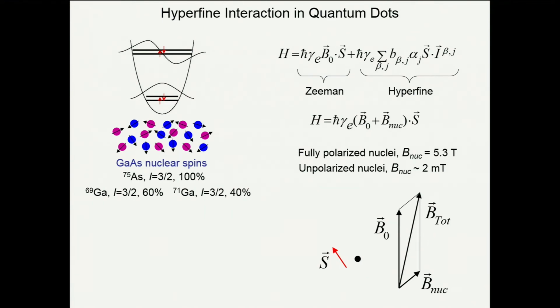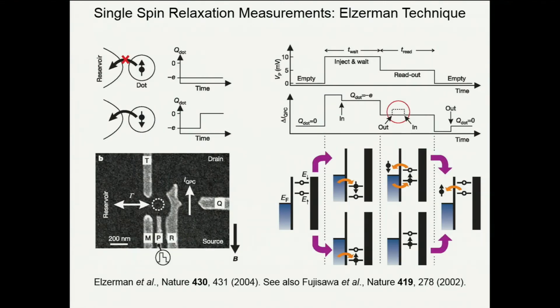Even if there are random fluctuations in the orientation of these nuclei, there's going to be a root mean square field for gallium arsenide that's on the order of a couple millitesla. And so this will lead to pretty fast spin dephasing. So let's see how all this impacts the lifetime of our spin state.